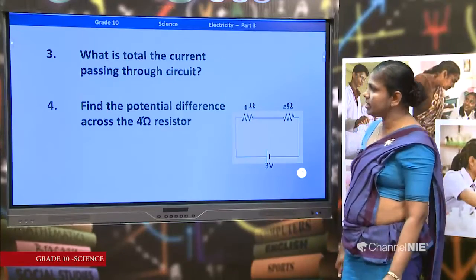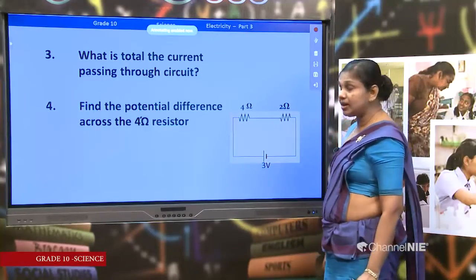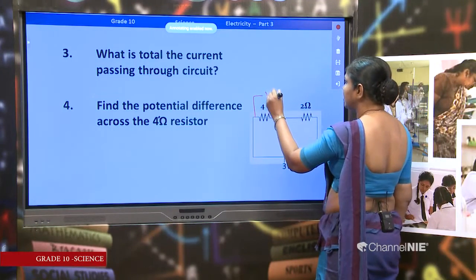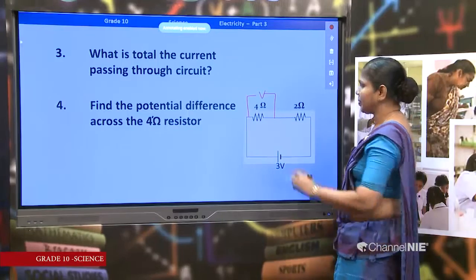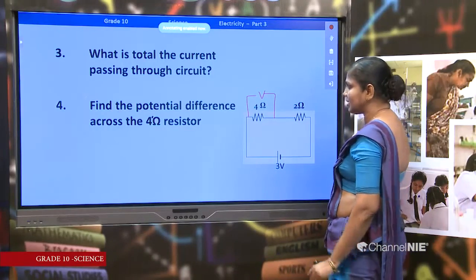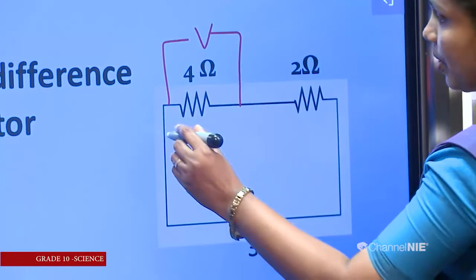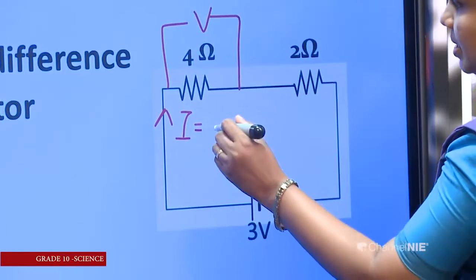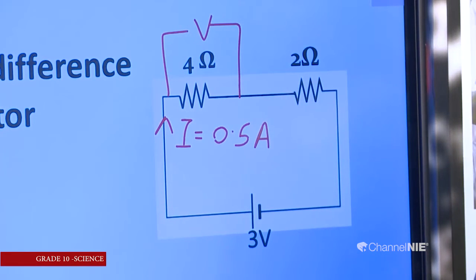Find the potential difference across the 4 ohm resistor. When we need to find the potential difference across 4 ohm resistor, suppose we have connected a voltmeter across 4 ohm resistor, right? Then what should be the reading of this voltmeter? It is the potential difference across 4 ohm resistor. Right now, we have already found the current flows. Current I, we already found, that is 0.5 ampere. Right, then it is easy to get the potential difference across 4 ohm resistor.